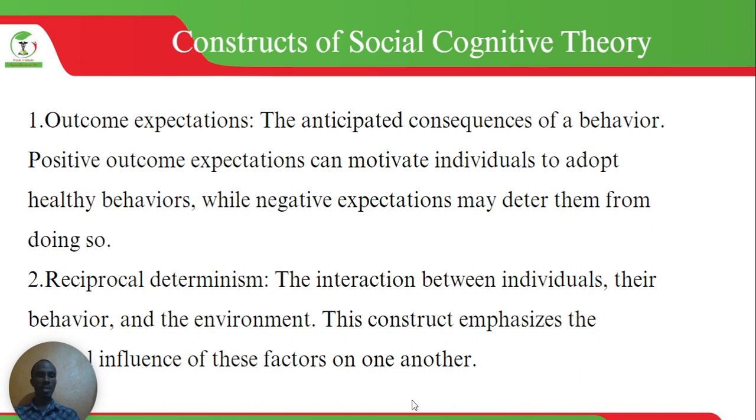Then the other construct is reciprocal determinism, which is the interaction between individuals, their behavior, and the environment. And this construct emphasizes the mutual influence of these factors on one another. So it means that the individual's behavior determines the environment, and then the environment also does the same to the behavior. So you can imagine if someone is in an environment that is full of smokers, it is more likely that this environment is going to influence the person to take up smoking.